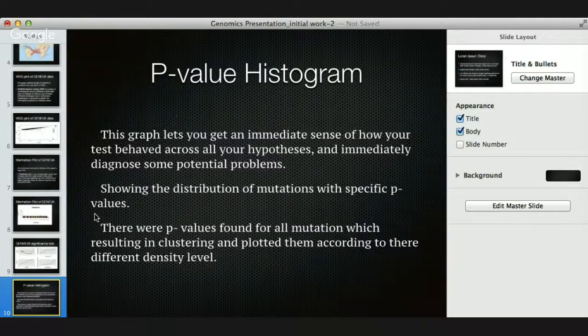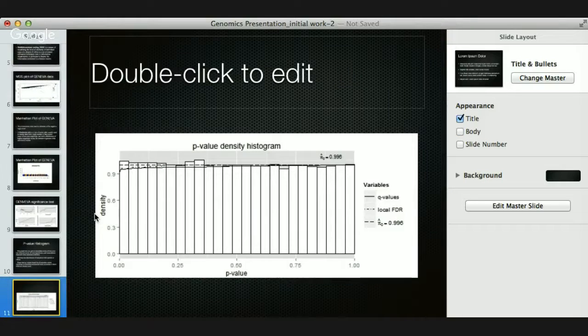The last graph we did would be the p-value histogram, and basically this graph lets us get an immediate sense of test behavior due to our hypothesis, and immediately diagnoses some potential problems. It shows the distribution of mutations across specific p-values, which results in clustering, and the plot then comes about through the different density levels. So you see the density levels here.